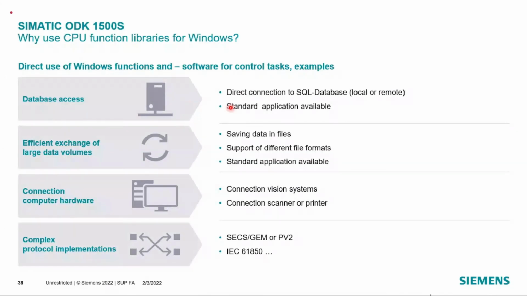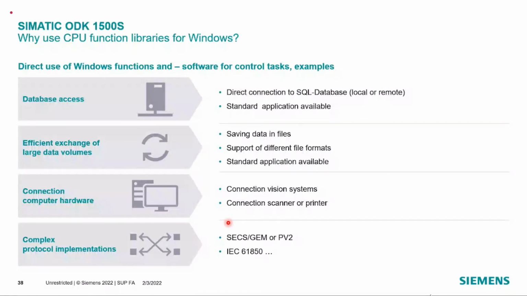Through that you can exchange data directly with an SQL database. If you want to do CSV storage on the PC, for that also we have a library. There is also the possibility to exchange data with image processing systems like a vision system, or a scanner or printer. So that library support is also there. Apart from that, there is also the possibility to use communication protocols which are not directly supported under this PLC connectivity in higher level languages, and through that we can exchange data with the PLC system.